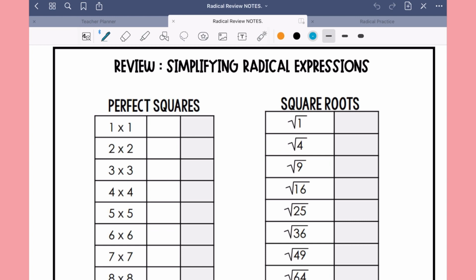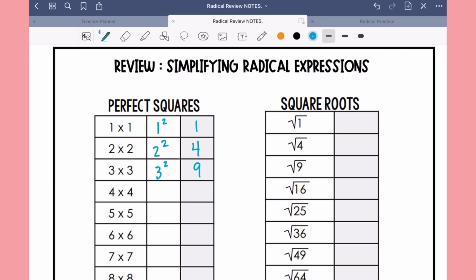So let's get started. We first start by identifying our perfect squares. So a perfect square is what you get when you multiply a number by itself. That is where the word squared comes from. So 1 squared is 1. 2 squared is 4. 3 squared is 9. So far, these are the first three we've done. Our perfect squares here so far are 1, 4, and 9.